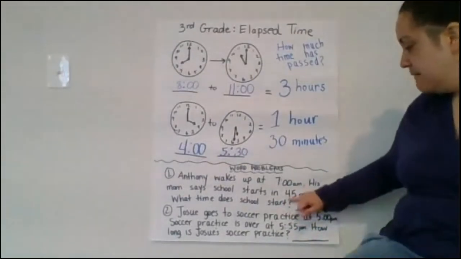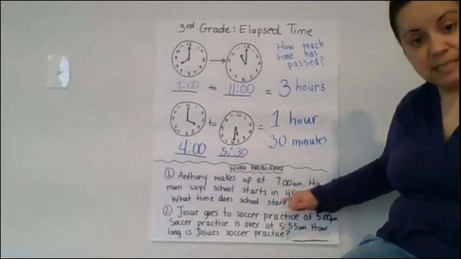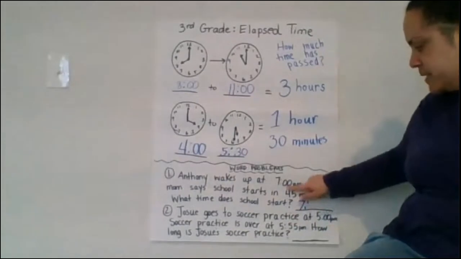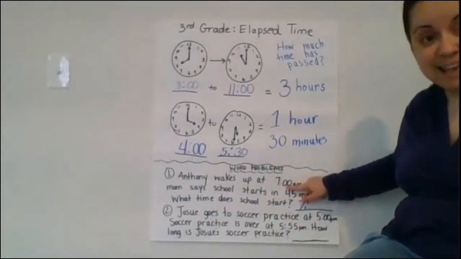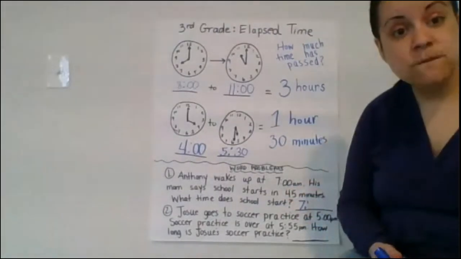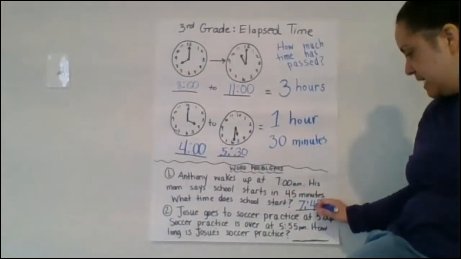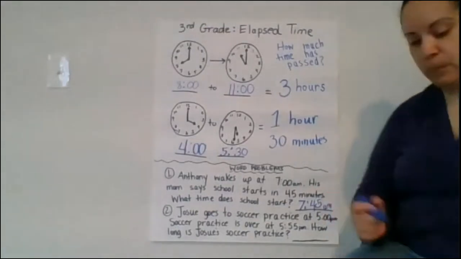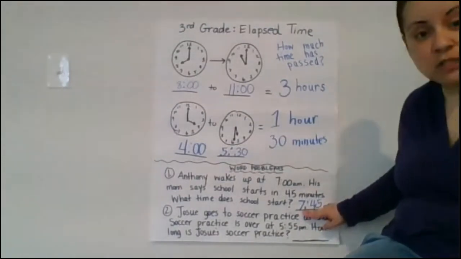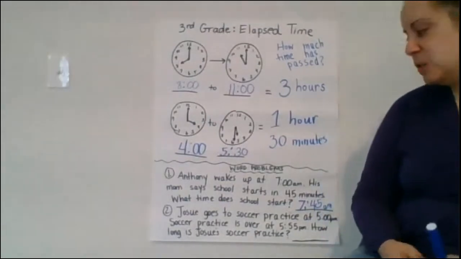Now, if school starts in 45 minutes, then how many minutes will be here? Well, we started at 0, 0 because that's 7 o'clock. 45 minutes later will be 7:45. That's easy. 7:45 a.m., which is in the morning. So Anthony starts school at 7:45. Good job. Let's try another one.